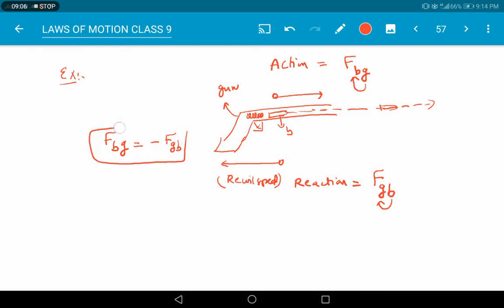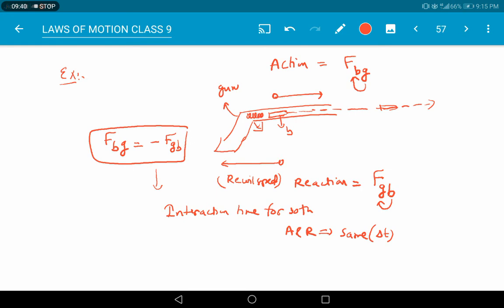Here is one more important point: the interaction time for both action and reaction is the same. Delta T is the same. For as long as the action acts on the object, for the same time the reaction will also act on the other body.